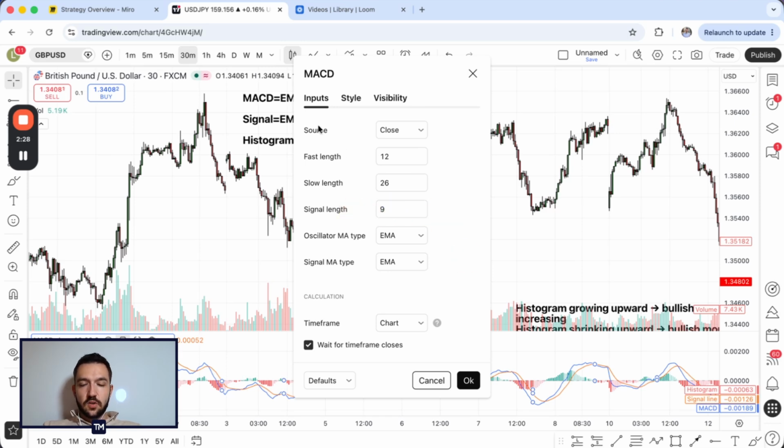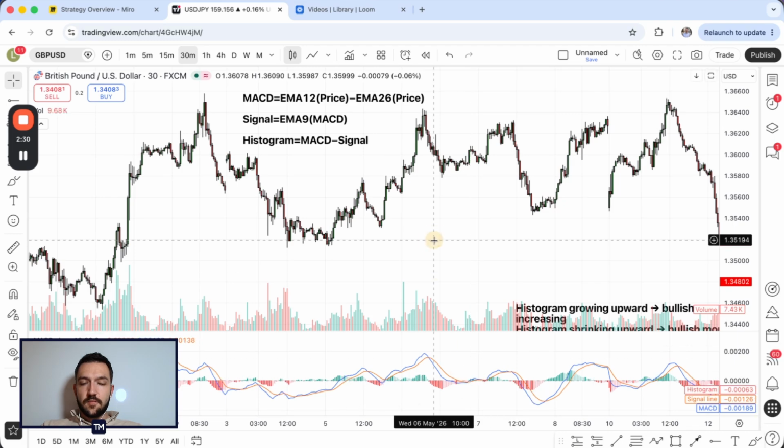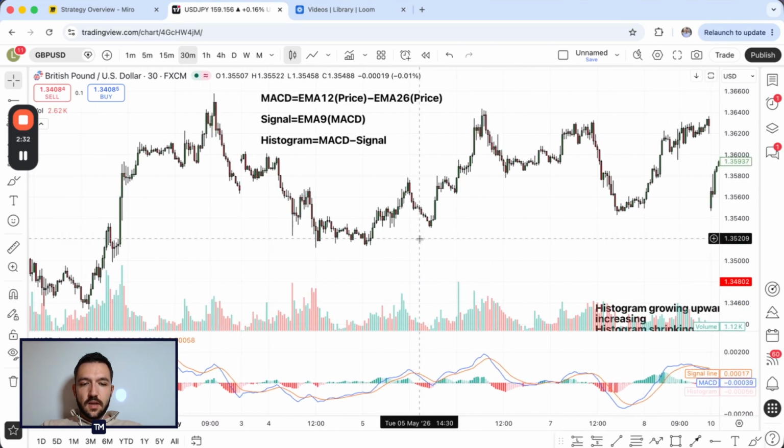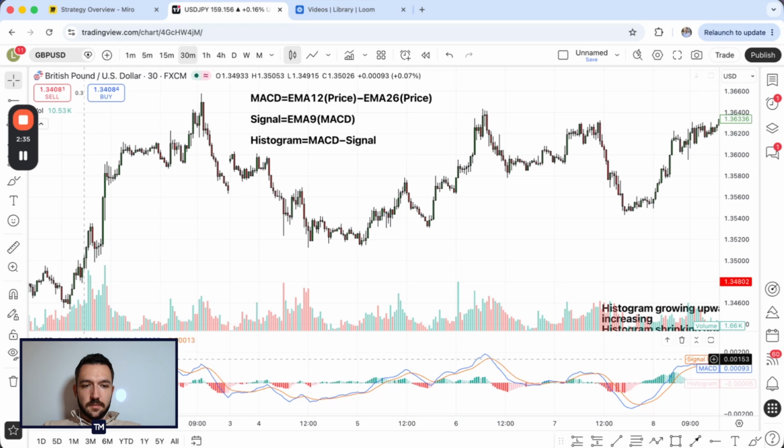Now let's see what all of these values mean in practice. So there are three important lines right here. The blue one is like the faster one, and that is the MACD line. The yellow one is the signal, and this is the moving average of the MACD line. So this is kind of a smoothened version. And then there is the histogram, and histogram is basically the difference between these two lines.